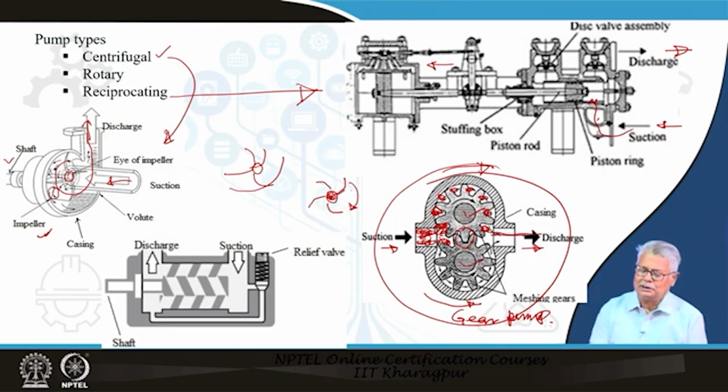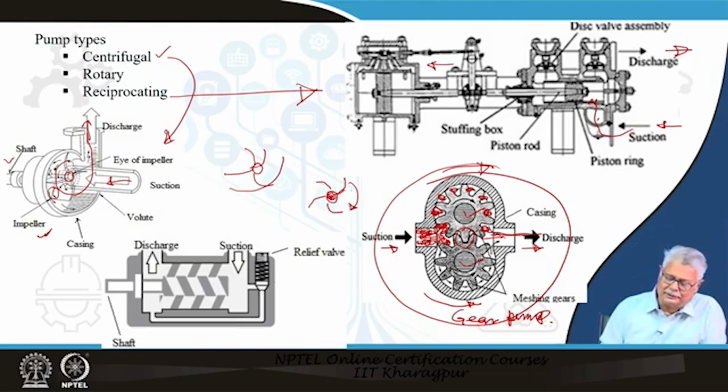It happens with both the gears meshed together, and since they are meshed, there is no direct connection between the suction and the discharge. You will also understand one thing, that this is a positive displacement pump and it is supposed to handle more viscous liquids.